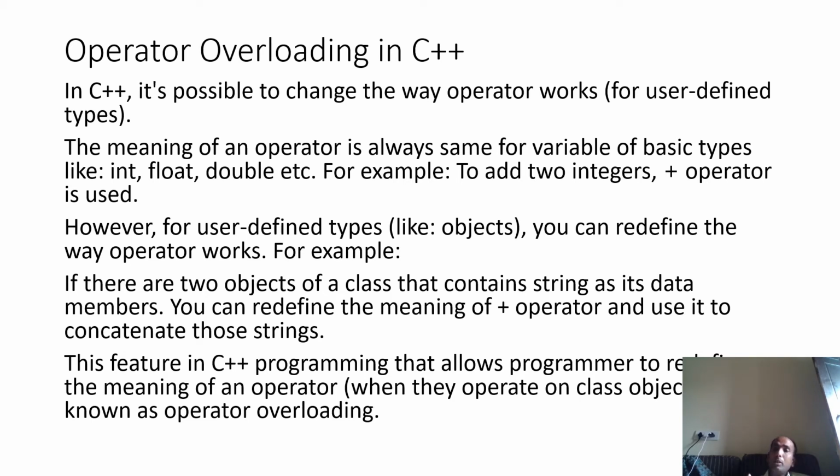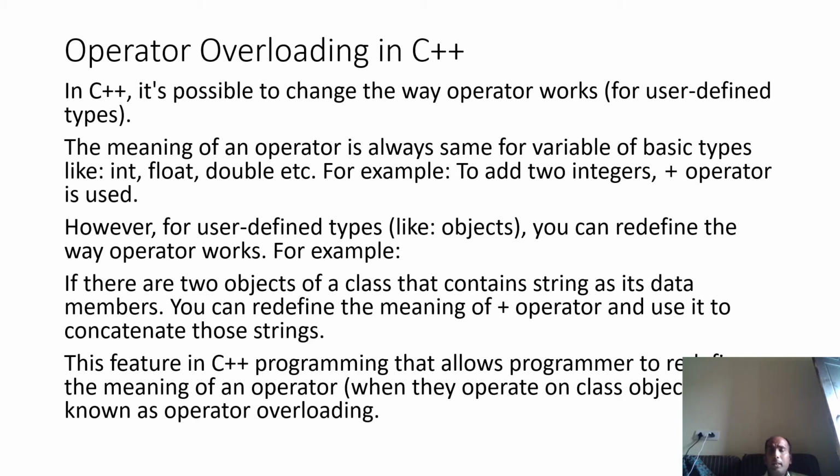And for this, we need to overload this operator. As written in the slide, in C++ it's possible to change the way an operator works for user defined types. The meaning of an operator is always the same for variables of basic type like float, double, integer. So plus will always be plus. Even though you give an additional meaning, that doesn't mean the basic meaning is going to change. However, for user defined types, you can redefine the way an operator works.